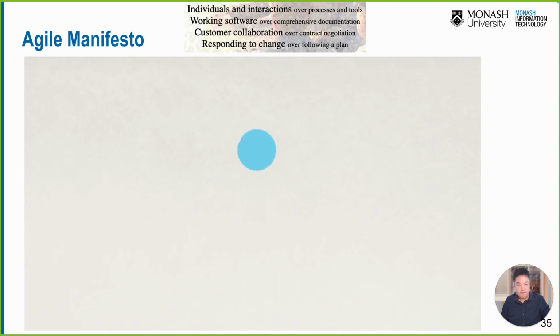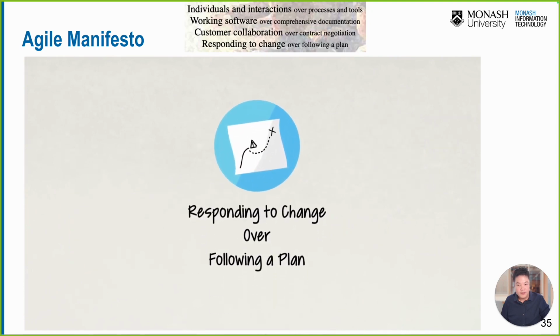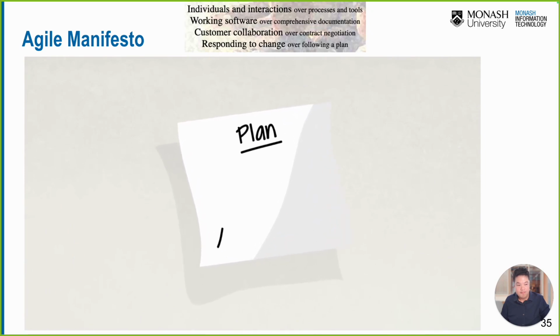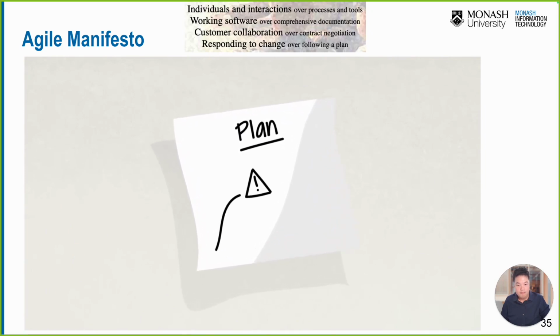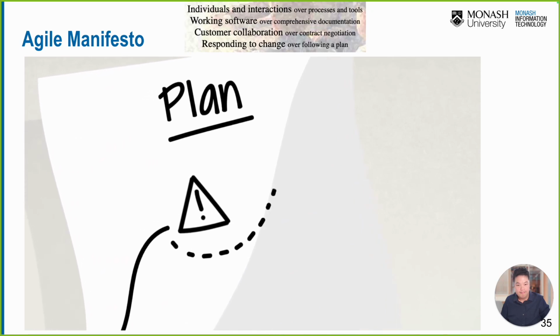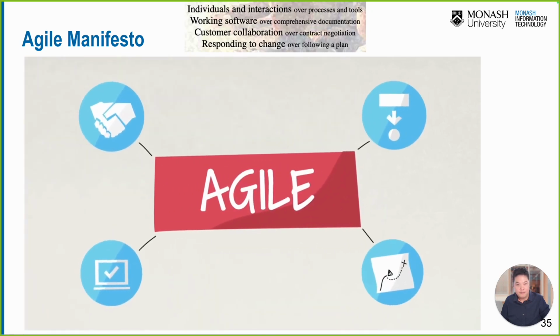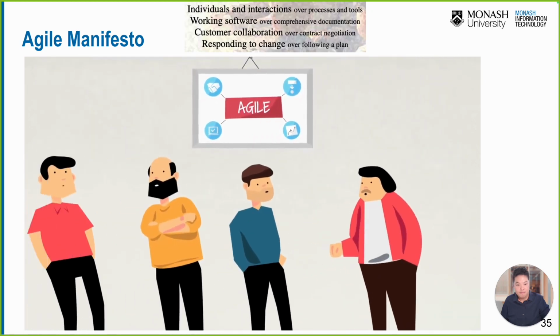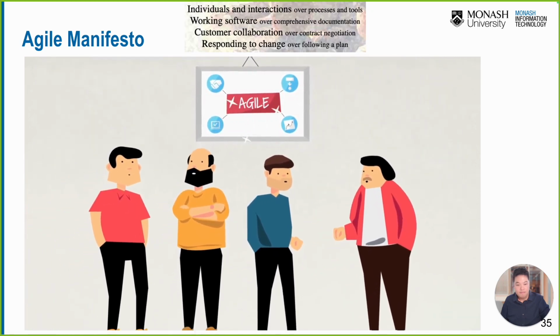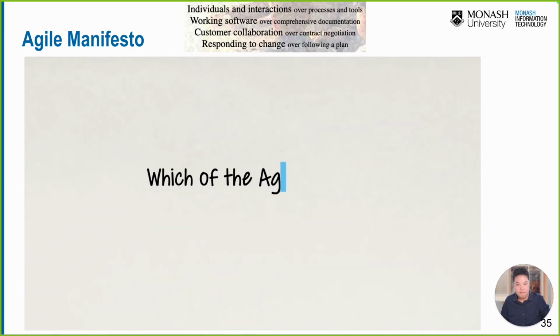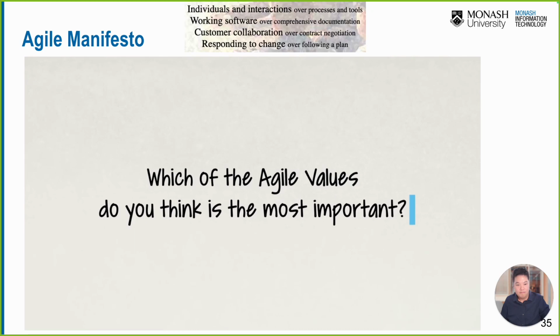And finally, number 4, responding to change over following a plan. Nothing ever goes entirely according to plan. So instead of sticking with something that isn't working, it's much more effective to make adjustments as your situation changes. Following the values isn't always easy, but when you build them into your team's processes, customers notice, and the payoff is huge. Which of the Agile values do you think is the most important?